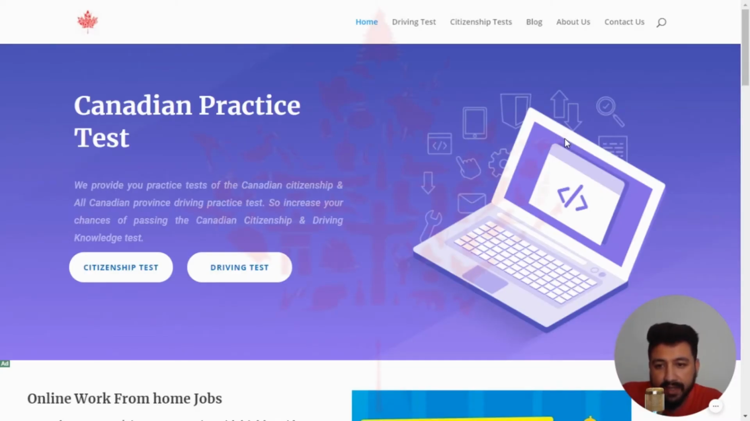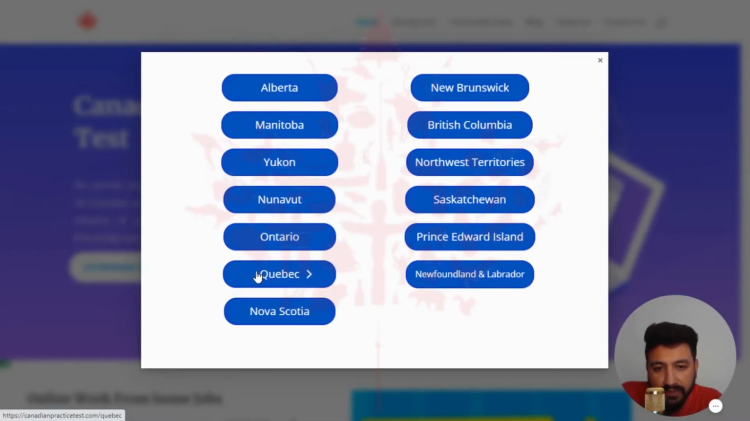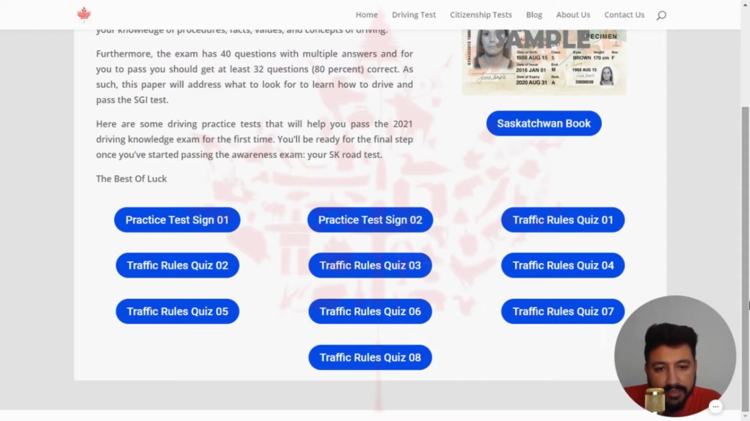So here you can see that I'm on the homepage of the Canadian Practice Test website, and here you will see a button called driving test. So I'm going to click on this. The different states will appear here. I am going to select Saskatchewan for now. Here you can see that there are a total of 8 different quizzes, and now we are going to start with the first one. So I'm going to click on traffic rules quiz 1.